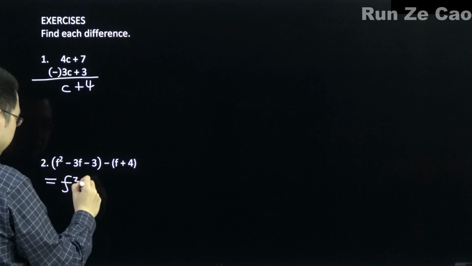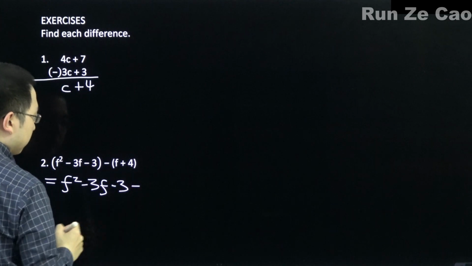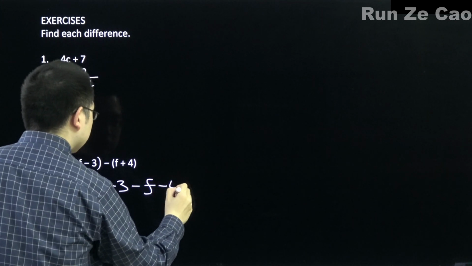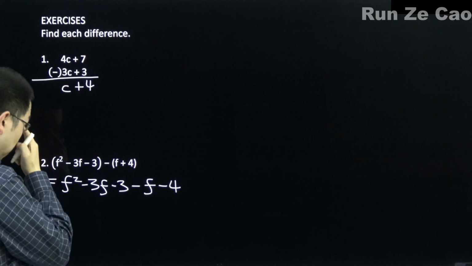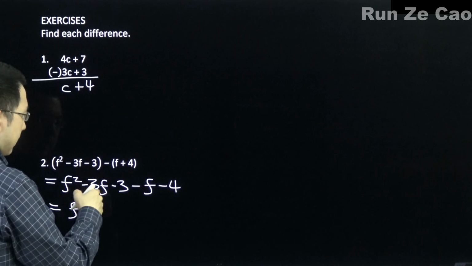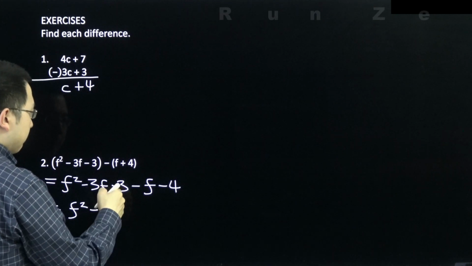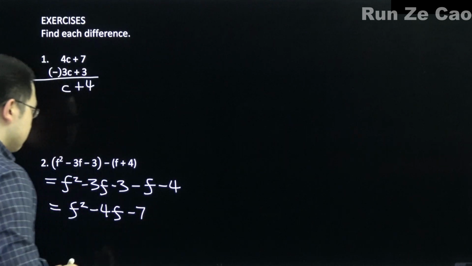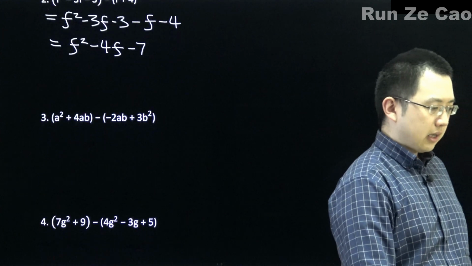Okay, now what if we had, say, f squared minus 3f minus 3 minus bracket f plus 4. Well, that's minus f minus 4 when you open the bracket, which leaves you with f squared, still the same, minus 3f minus f, well, that's minus 4f. Minus 3 minus 4, well, that's minus 7.